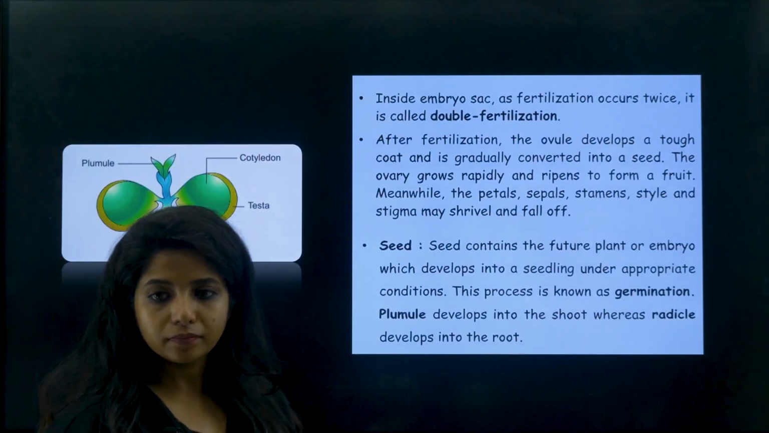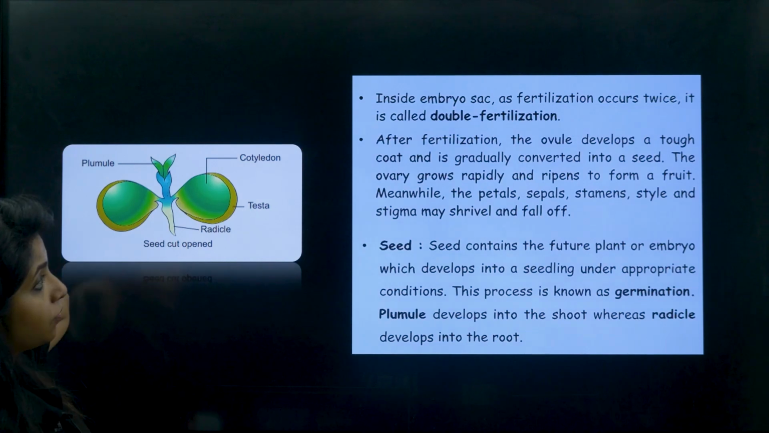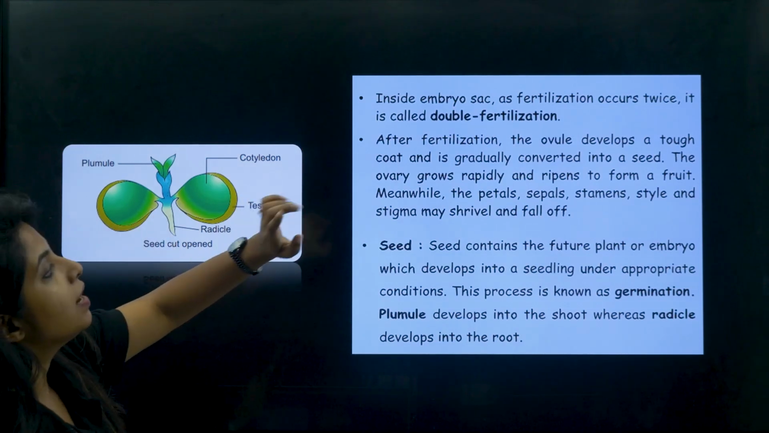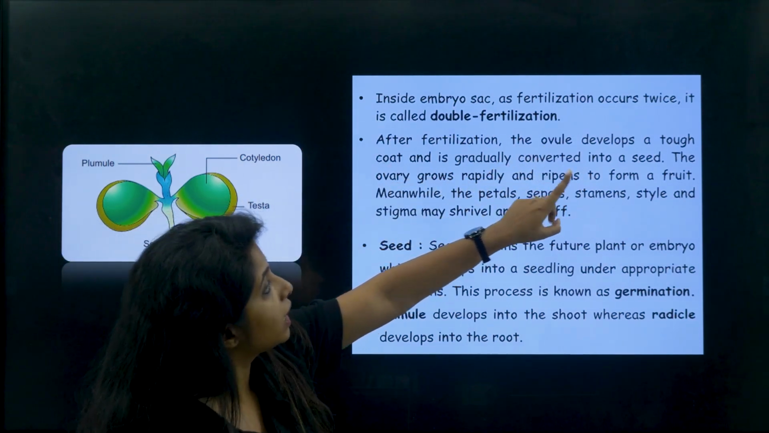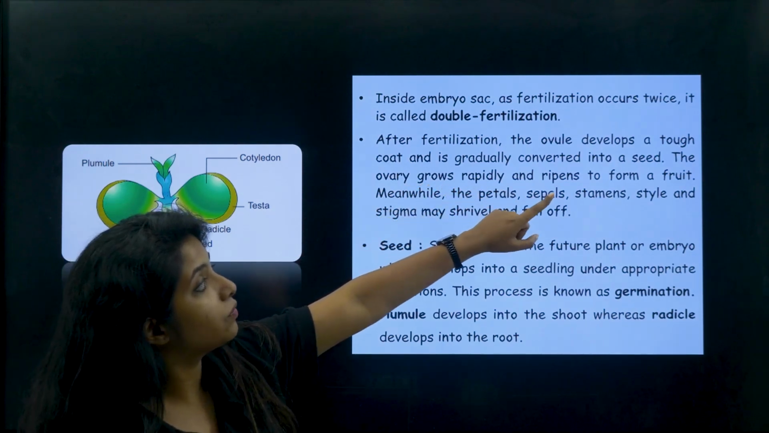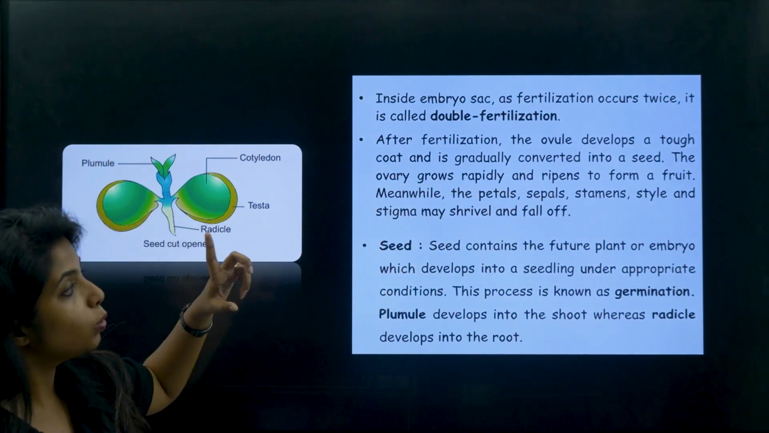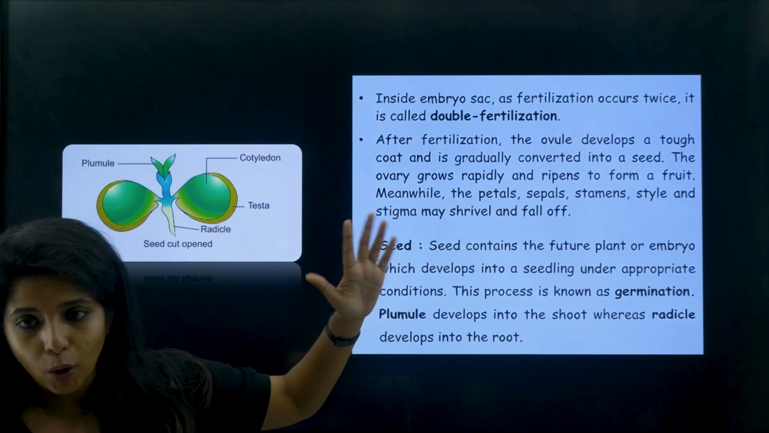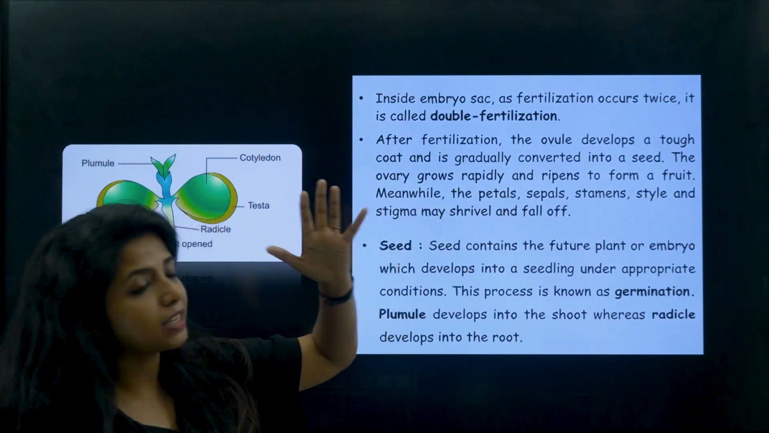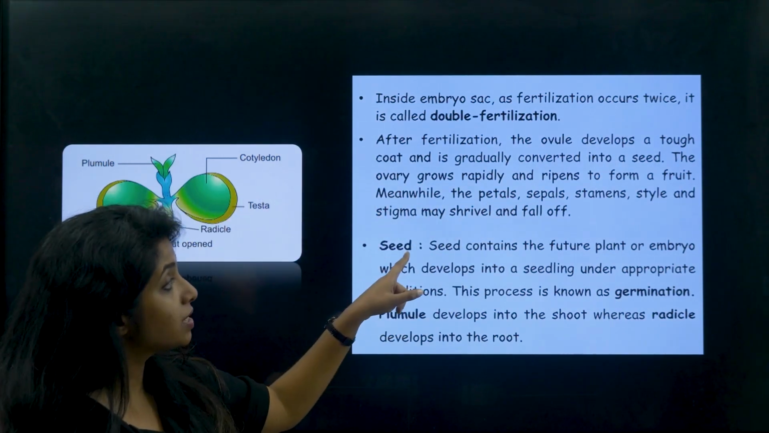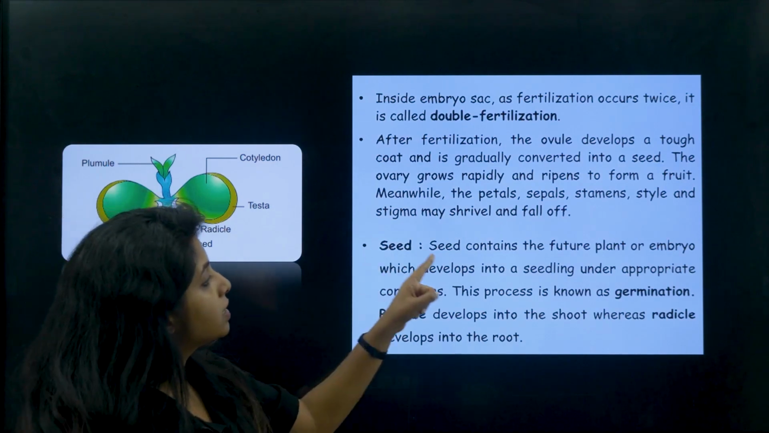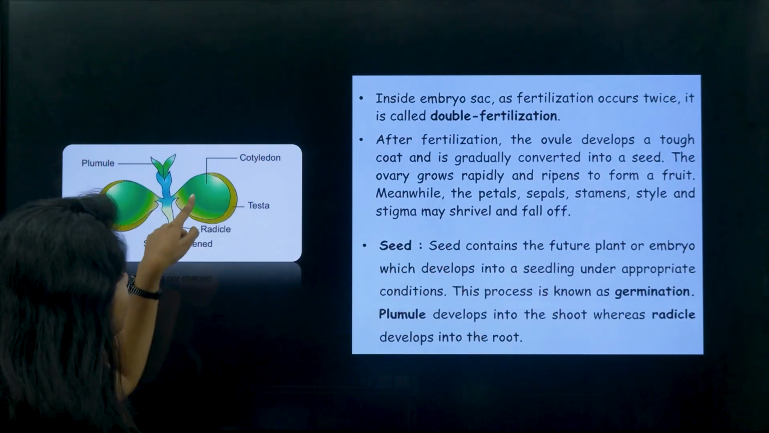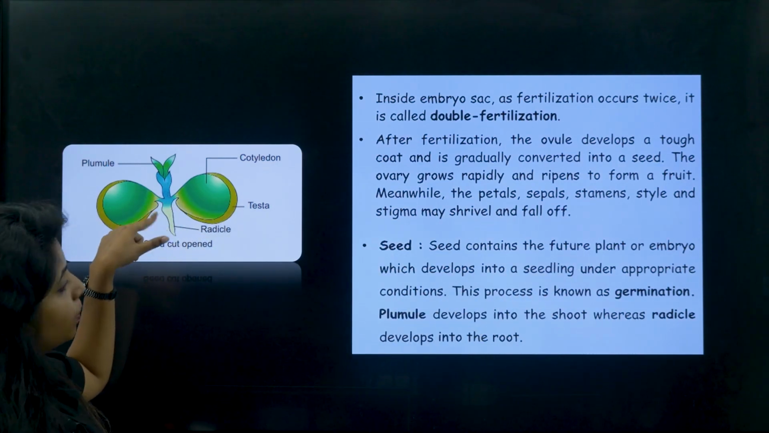That is there. Now inside the embryo sac, as fertilization occurs twice, it is known as double fertilization. Okay, after fertilization, what will happen? The ovule develops a tough coat and is gradually converted into a seed. So the ovule gets converted into a seed. The ovary grows rapidly and ripens to form a fruit, as I already told. Meanwhile, the petals, sepals, everything falls off. And what happens to the seed? That is the ovule. The seed contains the future plant or embryo within it, which is this particular part.